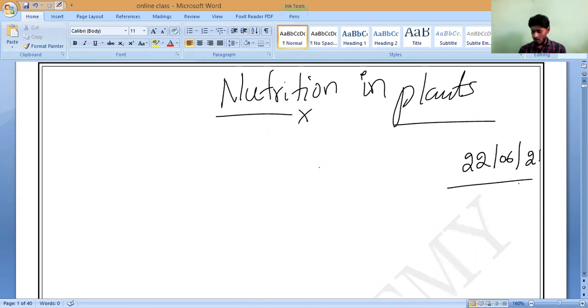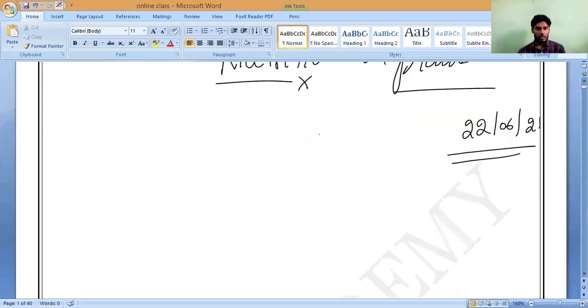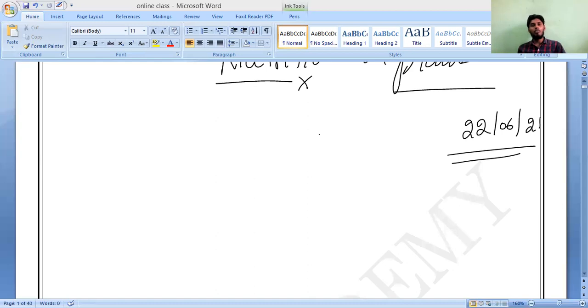20. So, let us discuss what is this nutrition in plants. First, the introduction about it. Later, we'll enter into the types of nutrition. So, what is nutrition? Mari, Hari, what is nutrition? What do you know by nutrition? What do you mean by nutrition?